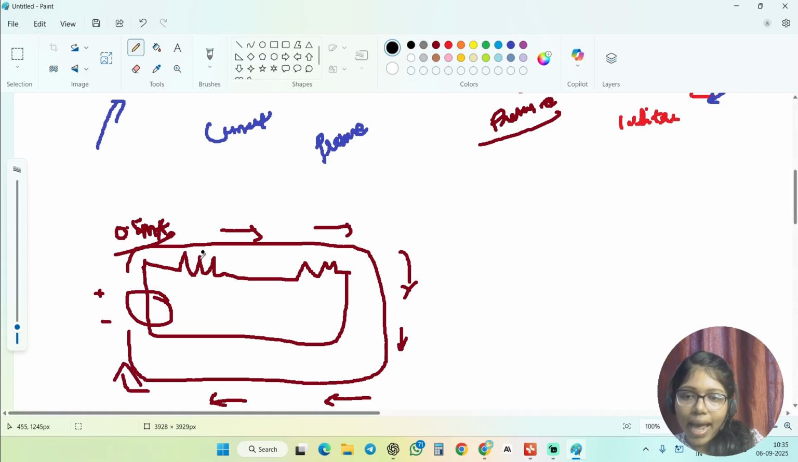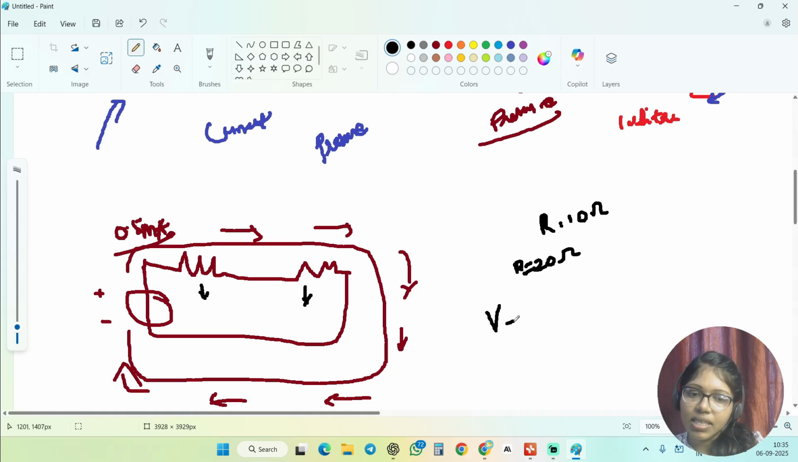What actually changes is the potential. For example, if you use a high resistance value, say here you use a 10 ohm and here you use a 20 ohm, what will change? The voltage only gets dropped. Here you consider different voltage values. If it is a 10 ohm, the voltage drop is less. If it is a 20 ohm, the voltage drop is slightly higher.